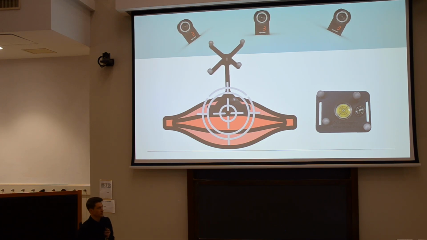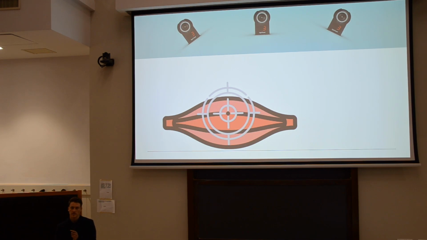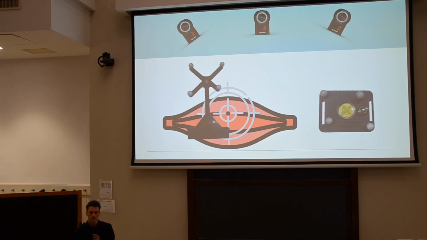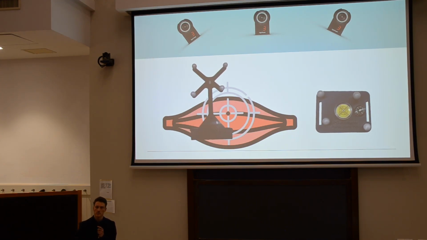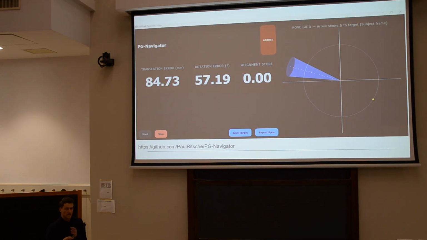And then you would send the participant home, and on the second visit you would do the same procedure. But obviously, in replacing the probe, you would be off. And being off means you would get a different image. And what you could do then is you could use a software that we've developed to basically get the errors from the saved initial position to the second time and calculate the translation error and the rotation error and an alignment score that is a weighted average of both.